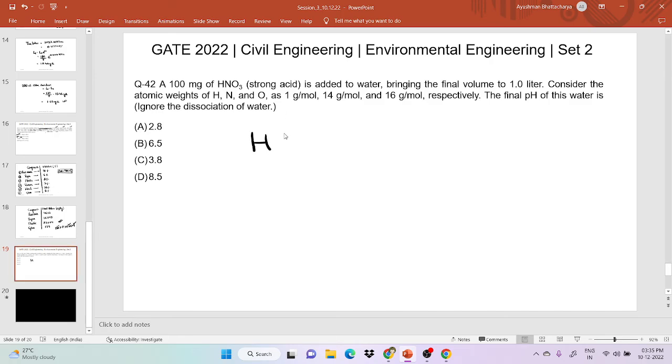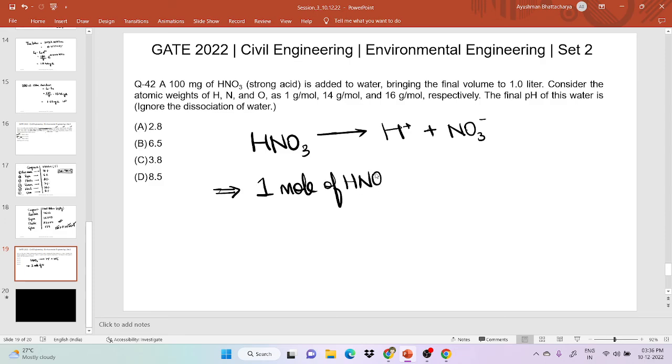They want to know the final pH. So we know HNO3 in water splits into H+ ion plus NO3- ion. So 1 mole of HNO3 produces 1 mole of H+ ion. From the equation we can infer 1 mole of HNO3 produces 1 mole of H+ ion. Looking at the mass balance, 1 mole to 1 mole. The second thing is, if we know the total moles of HNO3, that many moles of H+ ion have been produced.